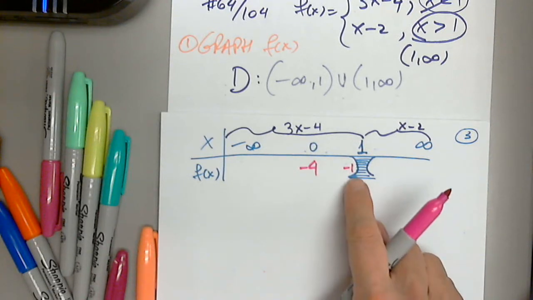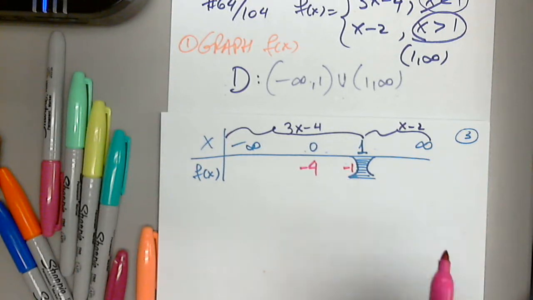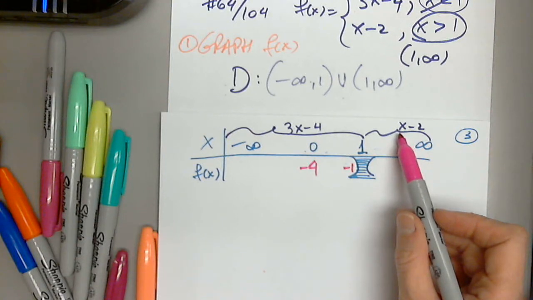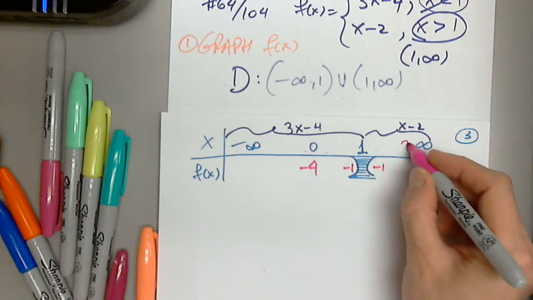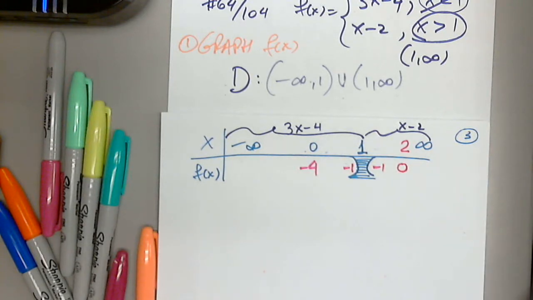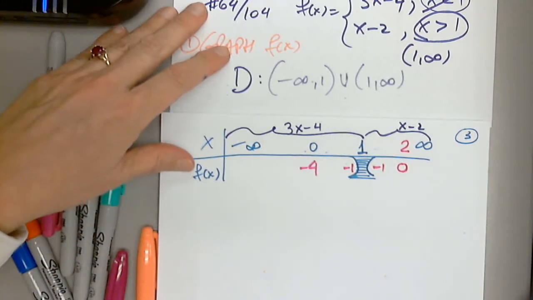Good. Right here inside the parenthesis. Not too far away from it, inside it. Good. So let's plug in 1 here. -1. Very good. And let's also plug in 2 on the other side, and we get 0. Perfect. Okay. Let's graph.